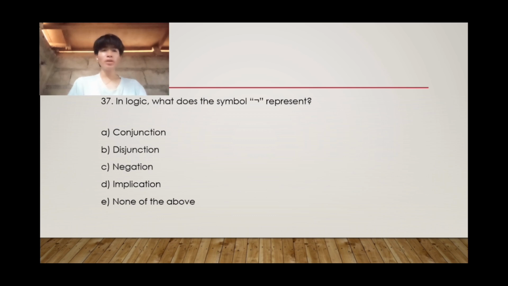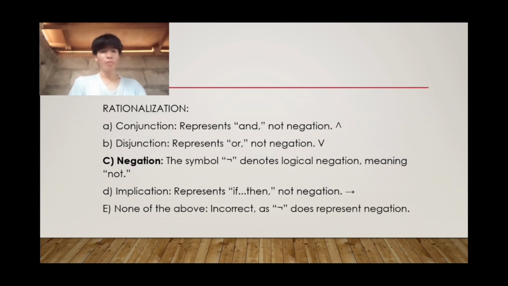So let's rationalize why letters A, B, and D are not the correct answer. For letter A, conjunction, the symbol for conjunction is an upward-facing arrow, and it represents and. For disjunction, its symbol is a downward-facing arrow, and it represents or. And for letter D, implication, the symbol is a right-facing arrow, and it represents if-then.